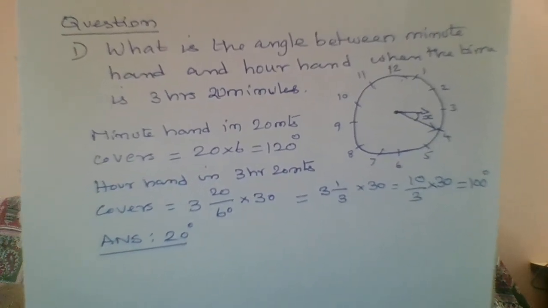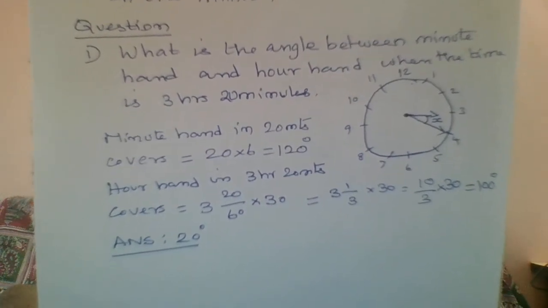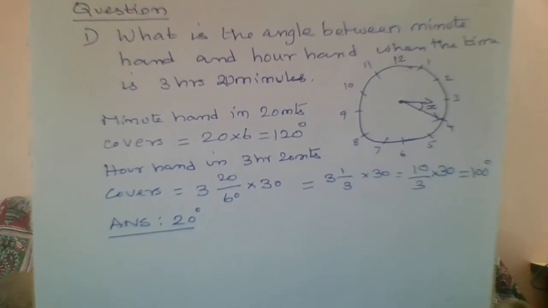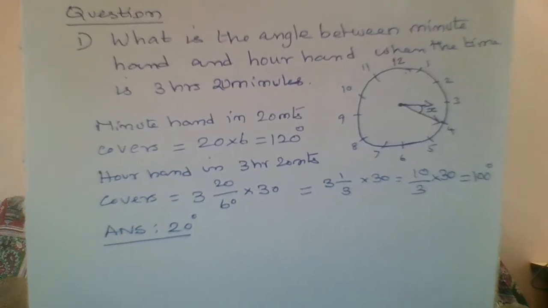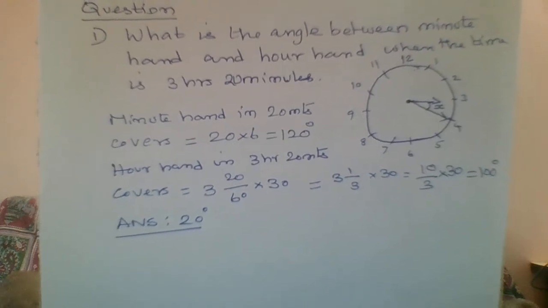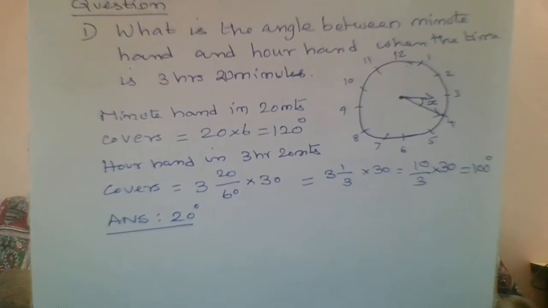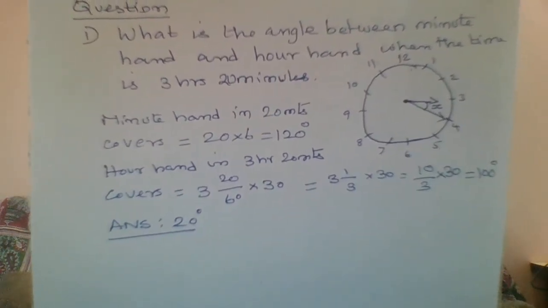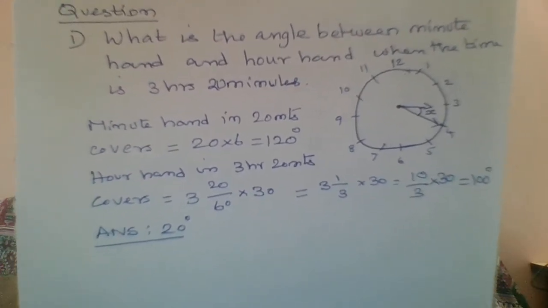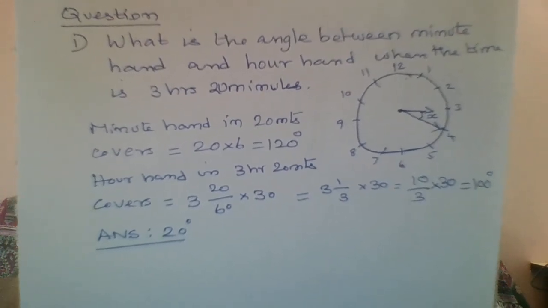When the time is 6 o'clock, 6 p.m. or 6 a.m., what is the angle between the hour hand and the minute hand? It will be 180 degrees. If the time is exactly 3 p.m., then the angle between the hour and the minute hand will be 90 degrees. Similarly, if the time is 9 a.m. or 9 p.m., the angle will be 90 degrees. Here we will be considering only the acute angle, the angle which is less than 180 degrees.